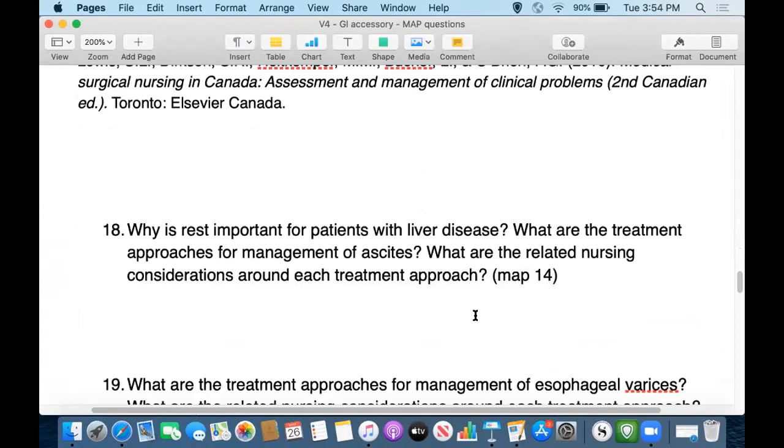Why is rest important for patients with liver disease? I mean, why is rest important for any patient, really? You want to decrease metabolic needs and increase healing.